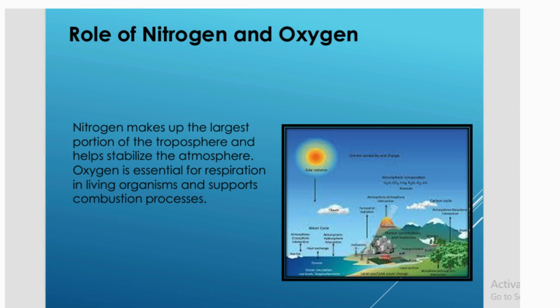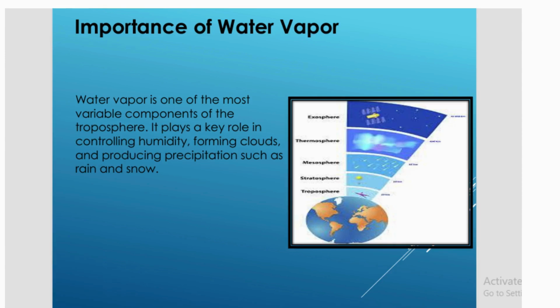Now, what is the role of nitrogen and oxygen? Nitrogen makes up the largest portion of the troposphere and helps to stabilize the atmosphere. Oxygen is essential for respiration in living organisms and supports the combustion process.